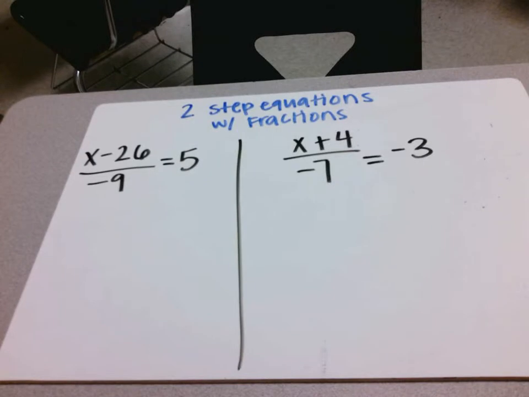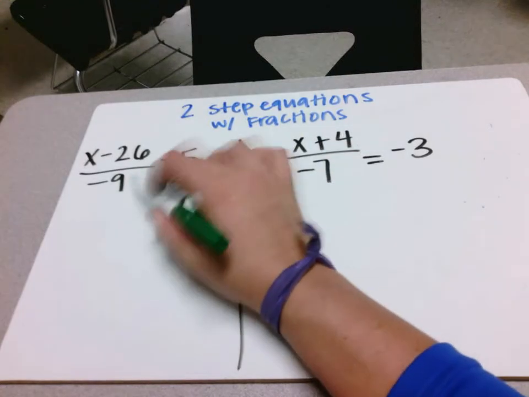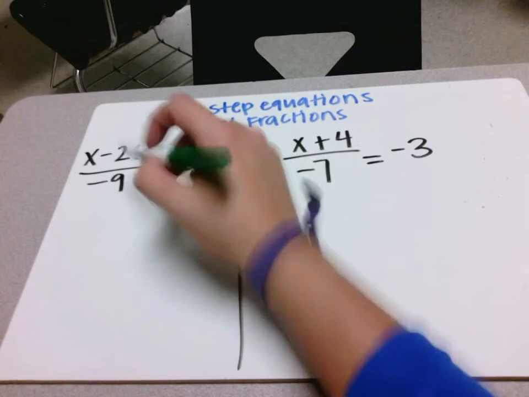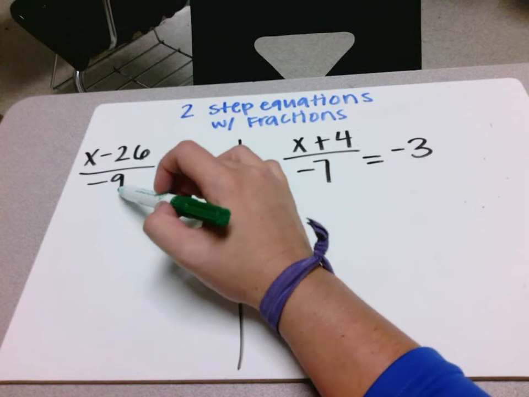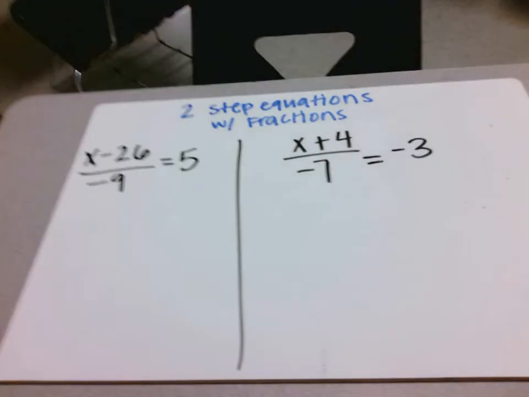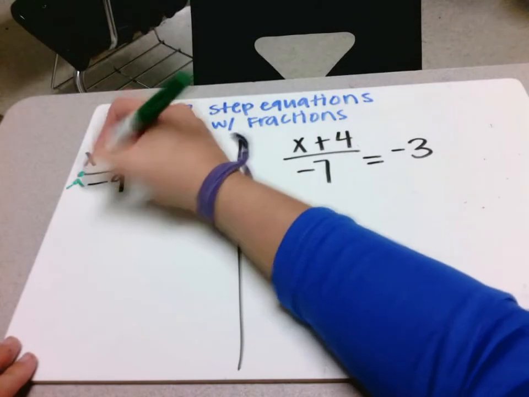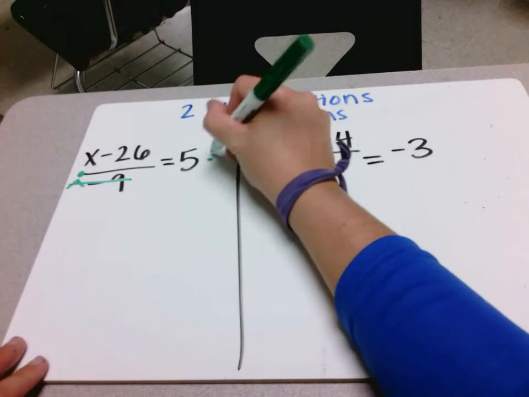Let's look at two-step equations with fractions and the numerator has a variable in it. So looking at these problems, the first thing I want to do is get this out of fraction form. I can do that by multiplying, and the reason I can multiply is this negative 9 is currently dividing that x minus 26. So the opposite of division is multiplication. So I'm going to multiply by negative 9 on both sides.